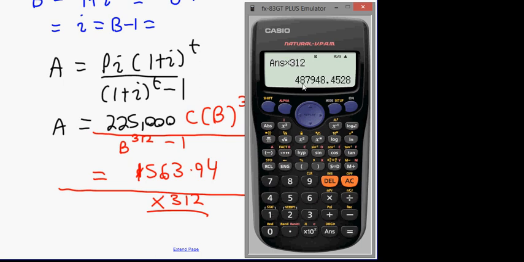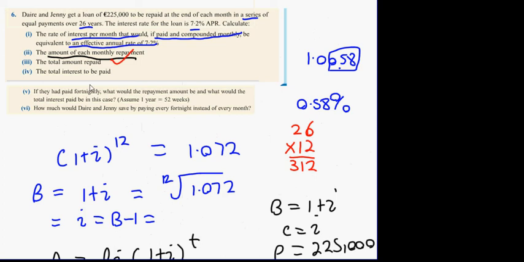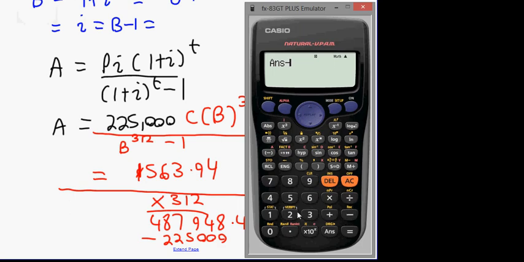And what you get is 487,948.45. And that is your total amount repaid. Now the total interest to be paid will be, take away your original borrowing amount, which is your 225,000 euro. So minus 225,000, and what we get is 262,948.45.